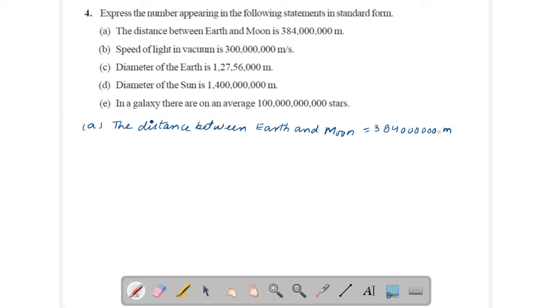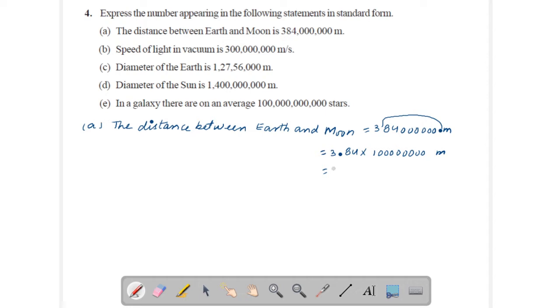How will you write? Here where is decimal? It is on the right hand side. You have to bring this decimal from here to here. So this can be written as 3.84 into 1. How many digits are there? 1, 2, 3, 4, 5, 6, 7, 8. Put 8 zeros, 8 meter.